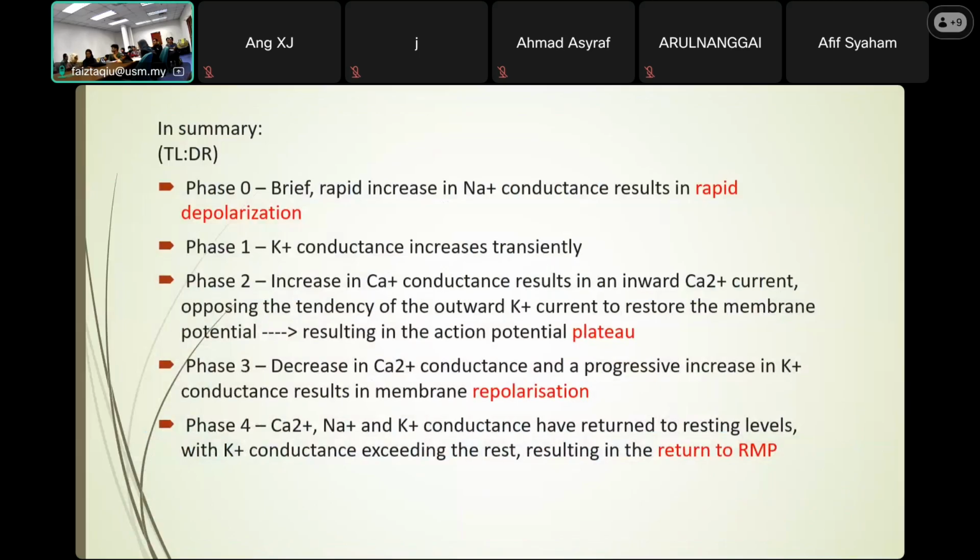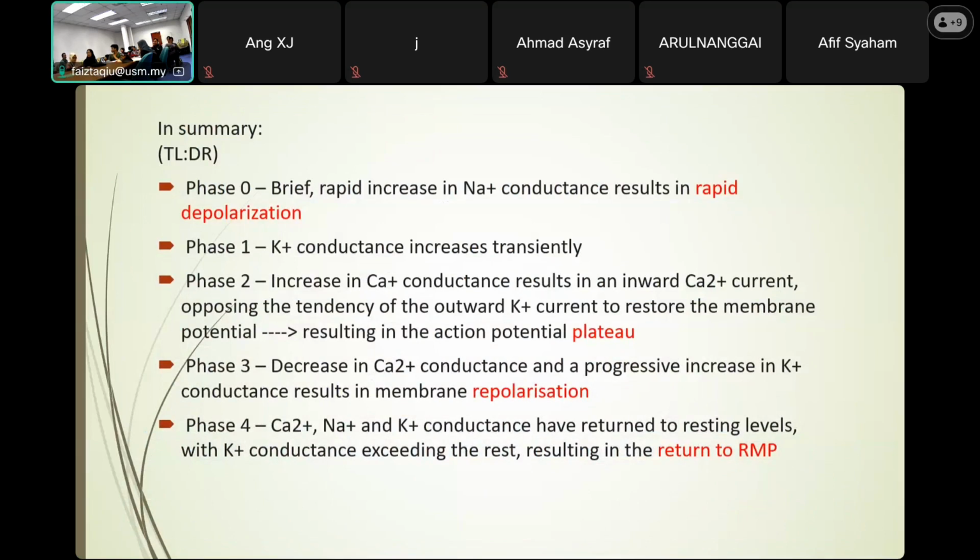Sodium, potassium, calcium. Whatever abnormalities happen to these ions, they will affect the action potential, isn't it? That's what happens in our ECG changes. So for example, you get hypokalemia, or possibly calcium as well. It can affect the action potential.